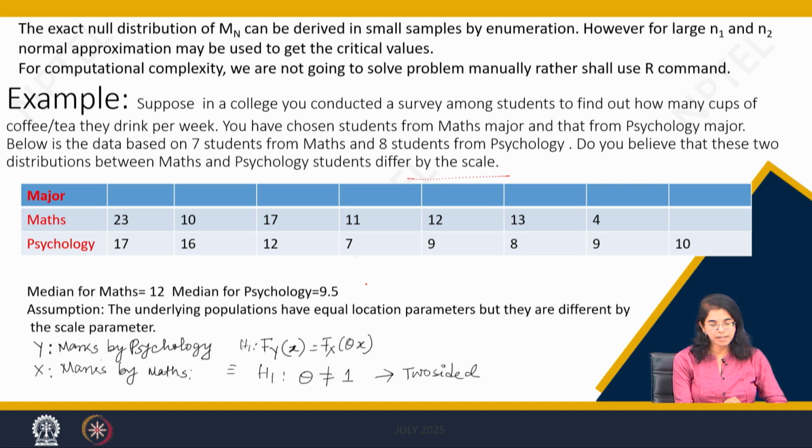The assumption you have to take before jumping into the Mood test, or the test of scale, is that the underlying populations have equal location parameters, but they are different by the scale parameter. So, it is a two-sided test because different can be both greater than side as well as less than side. So, not equal to. Now, let's get to the R window.